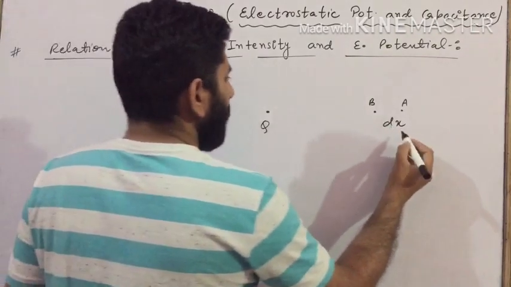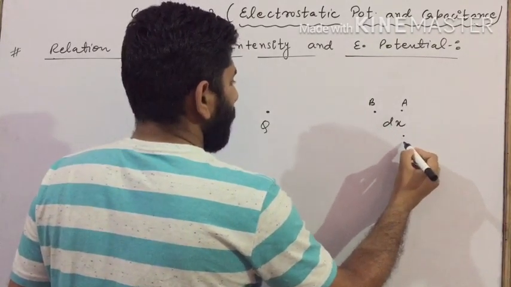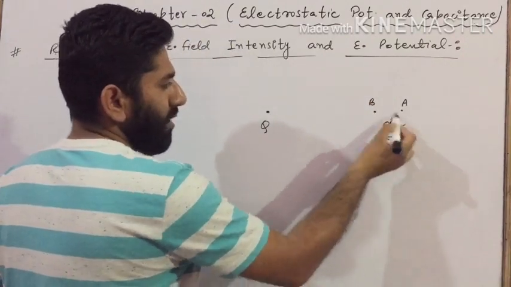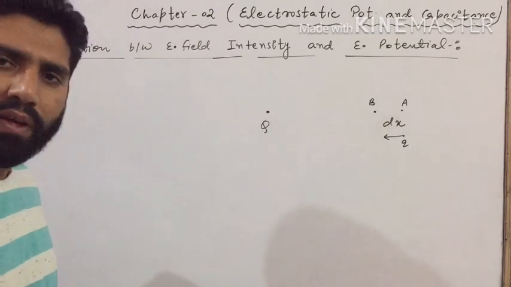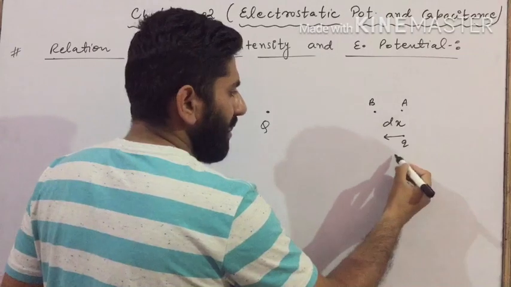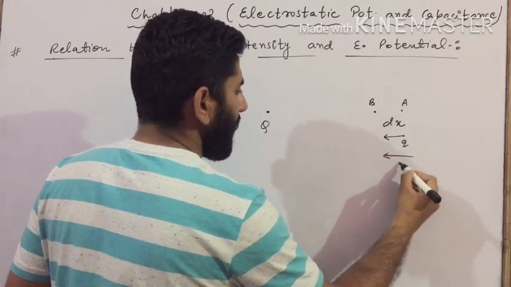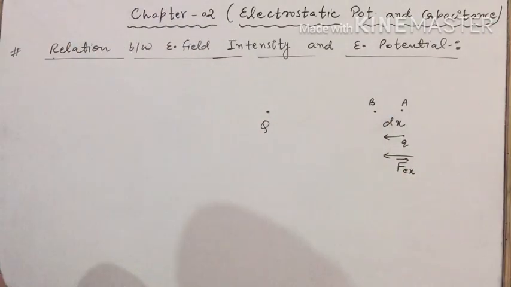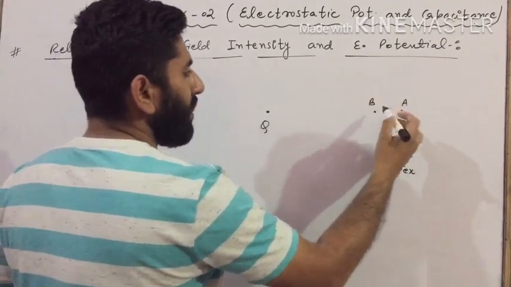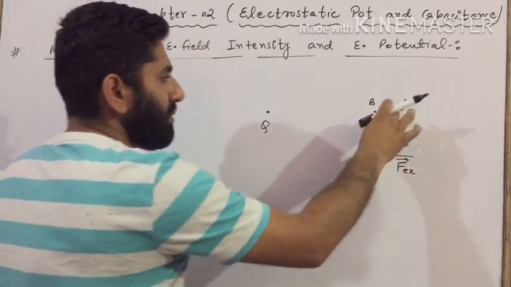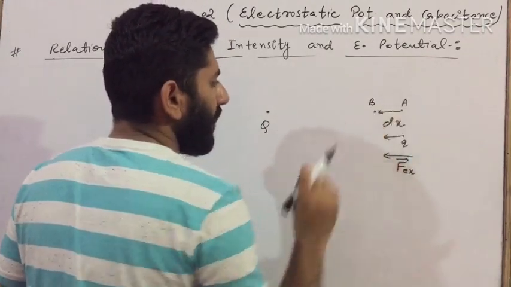So if I move a charge q from this point A to point B, so the displacement will be how much? dx. Okay. And what about the direction of force which I have to apply? So the external force will be in the same direction. Yes. This is the direction of external force to move the charge from point A to point B. So this is the distance between these two, and it is being moved from point A to point B.